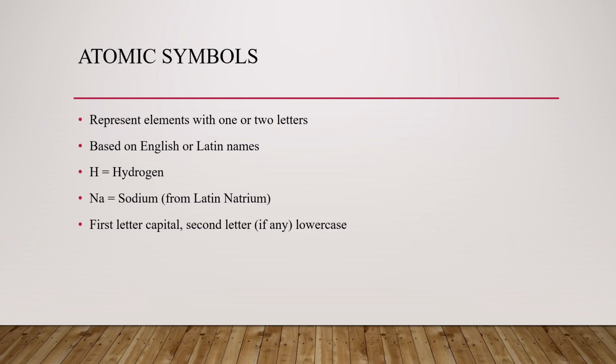Atomic symbols. They represent elements with one or two letters based on English or Latin names. For example, H for hydrogen. And Na means sodium. Na is from the Latin word natrium, and natrium means sodium. So the symbol of sodium is Na. For symbols, the first letter is always capital and the second letter is lowercase, if any.